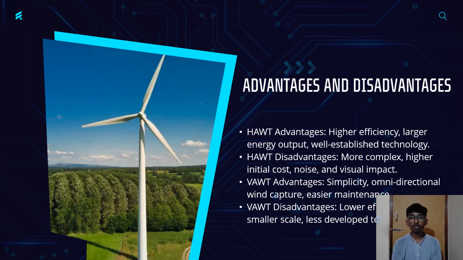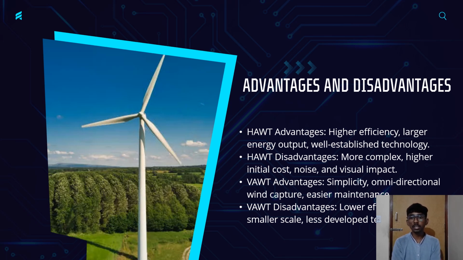Now the advantages and disadvantages of both. The advantages of HAWT are higher efficiency and larger energy output, because it is big and produces a large amount of electricity. The main disadvantages are its complex structure, which takes a lot of time and capital to build, with an initial cost, and noise. It produces a lot of noise when the shaft rotates, and it has a visual impact.